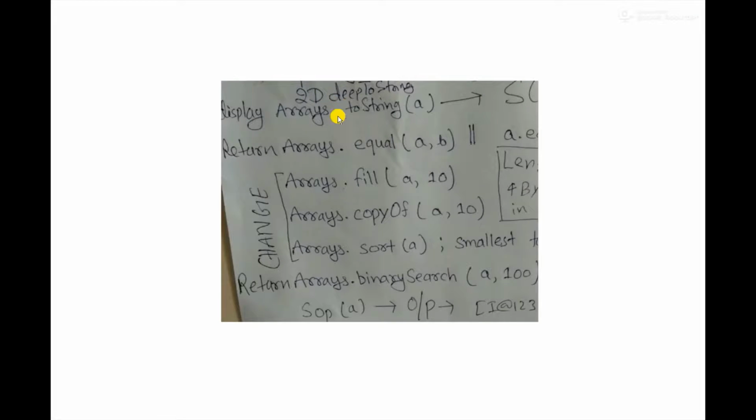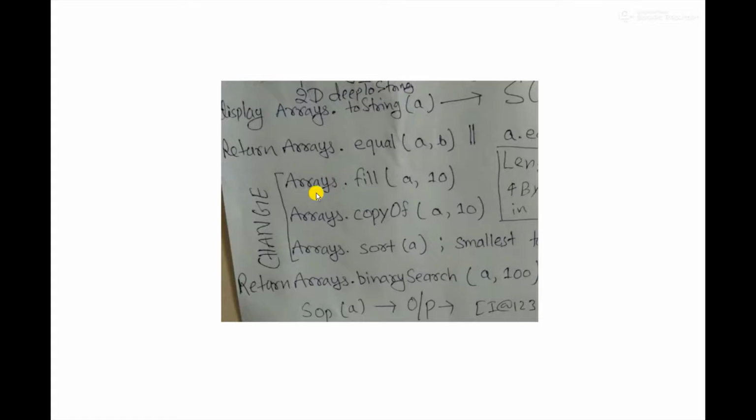Here is Arrays.toString. It is used to display a string array in string form. If you have a 2D array, replace toString with deepToString. Here you can see deepToString with capital T, small o, capital S, and pass your array here. And the equals method is used to check whether two arrays, A and B, are equal or not.